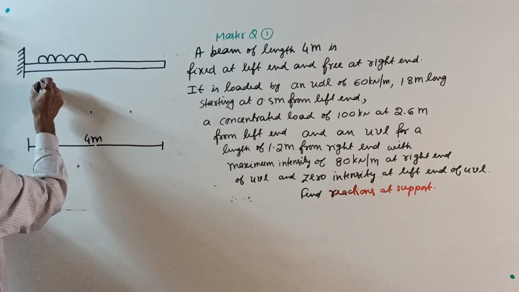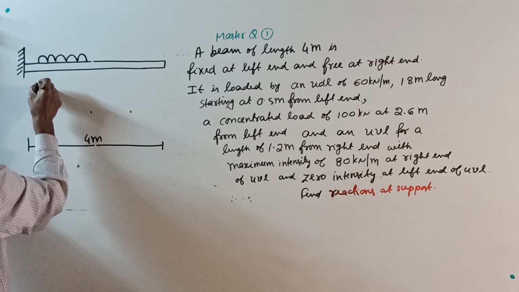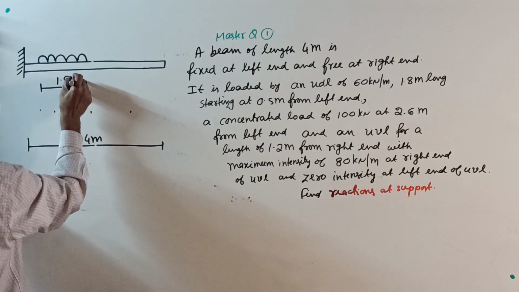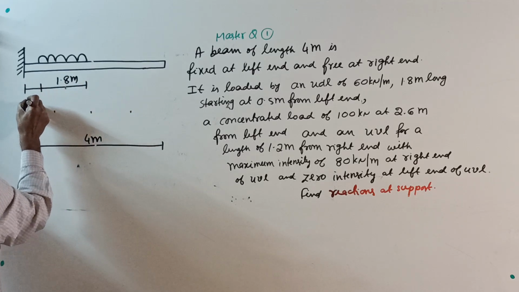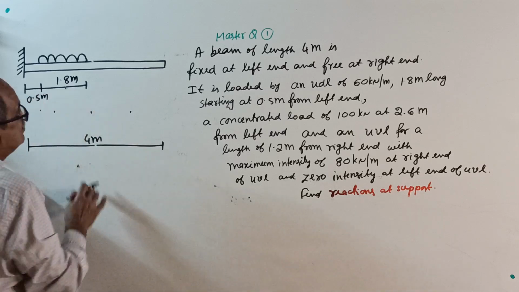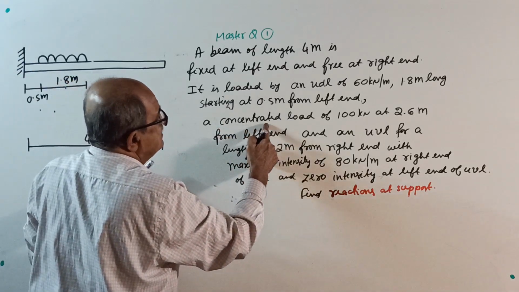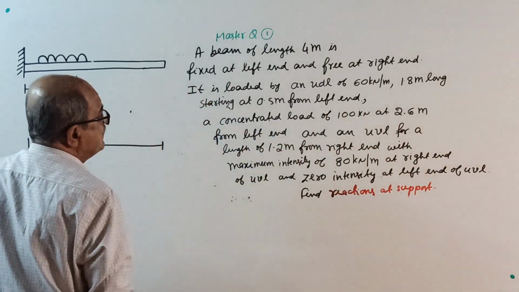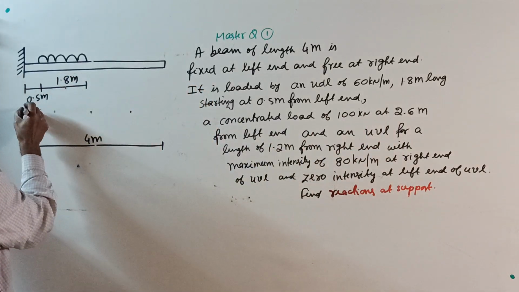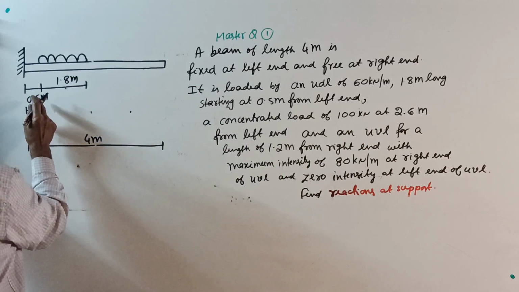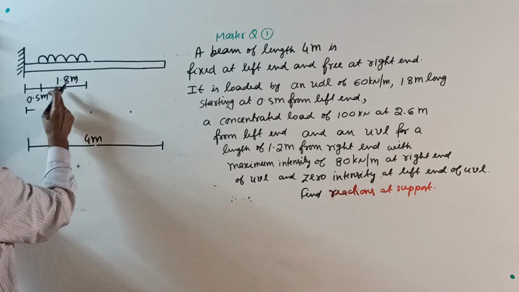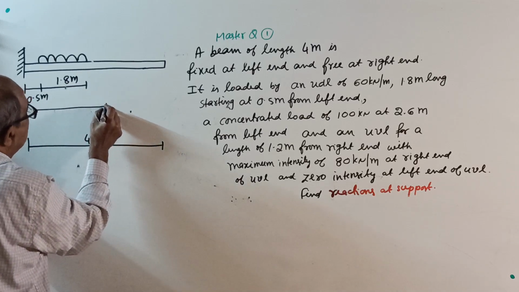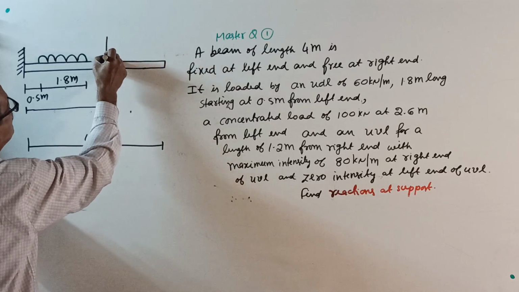Okay. The loaded length they told is how much? I write here now. See, the loaded length they told is 1.8 meter and load starts at 0.5 meter from left end. Okay. And next, a concentrated or point load of 100 kilonewton at 2.6 meter from left end. So from left end, you go for a length of 2.6 meter. See, 0.5 plus 1.8 is 2.3, 2.6 slightly more. Okay, sufficient. Somewhere here, there's a point load.